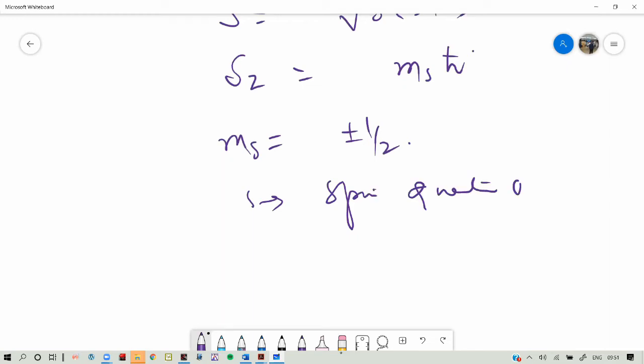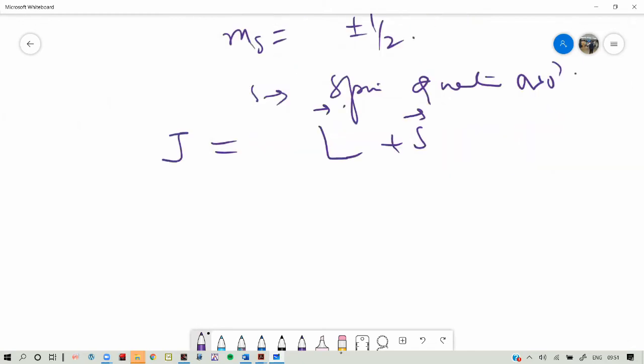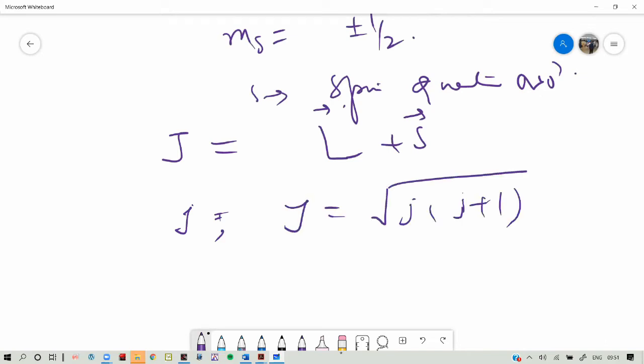Okay, then the total angular momentum J will be the vector addition of L plus S. Similarly, the total angular momentum quantum number is small j, where we can write capital J equal to the square root of j into (j plus 1) times h cut.